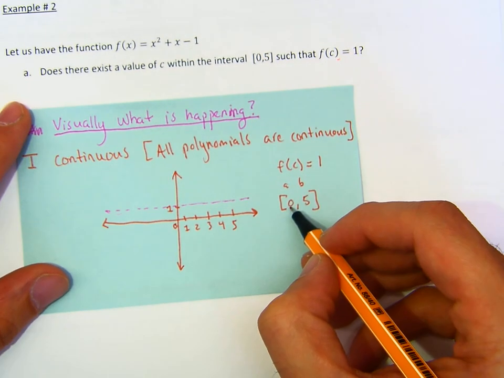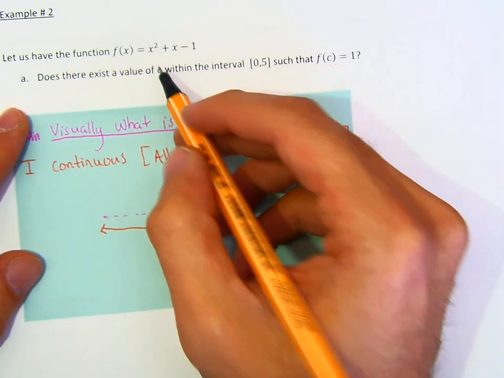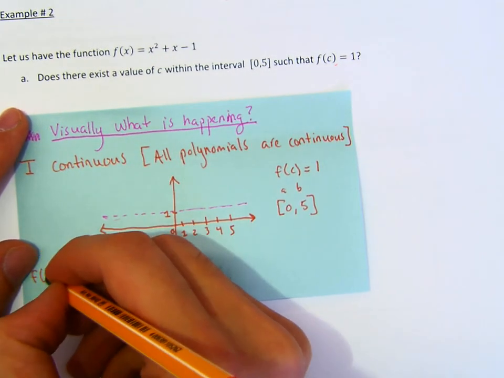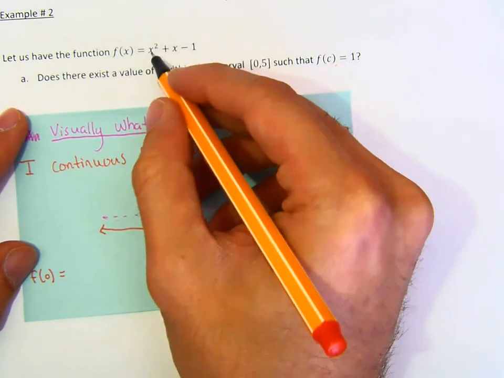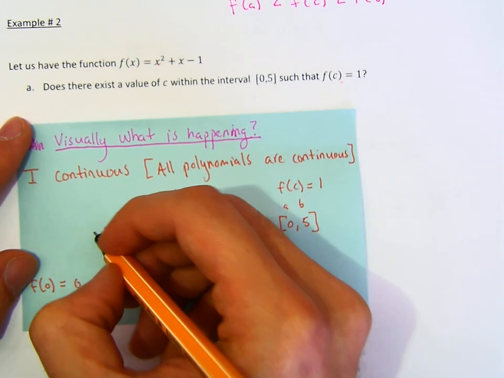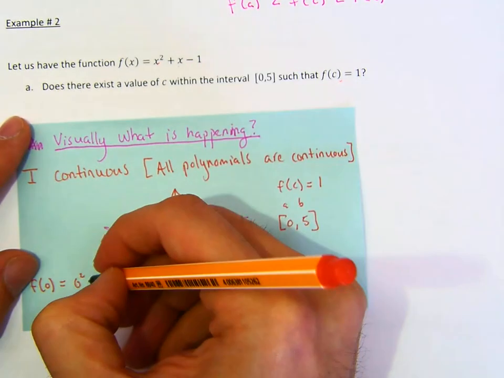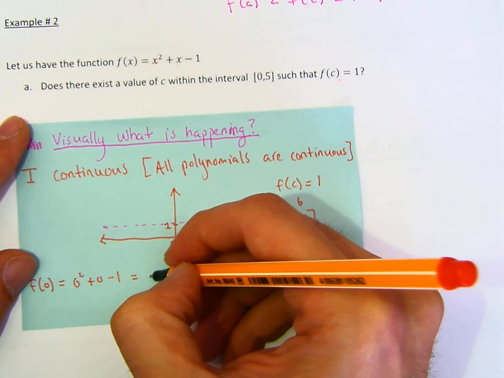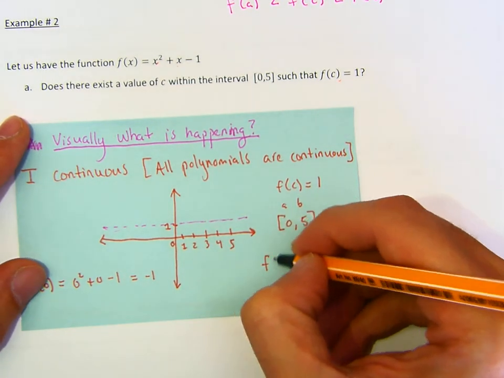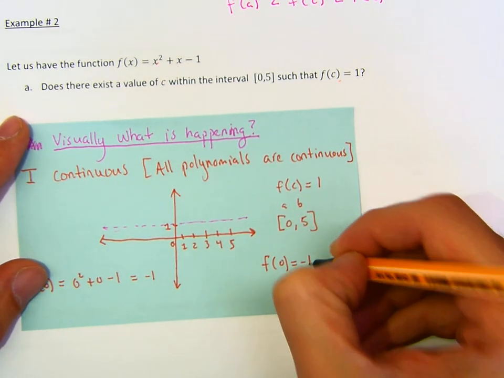So it's f(c) equals 1. Now how do we know where the points are? If I have 0 to 5, this is my a and this is my b. So let's plug in 0 into this function. What happens if I have f(0)? It is 0 squared plus 0 minus 1, and that's equal to minus 1. So f(0) is minus 1.